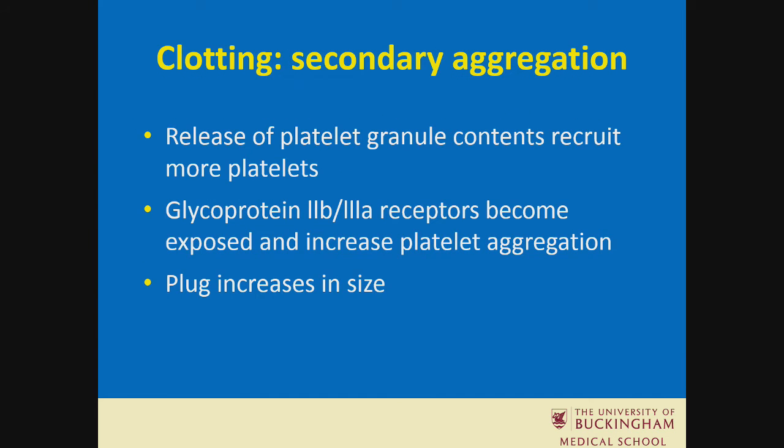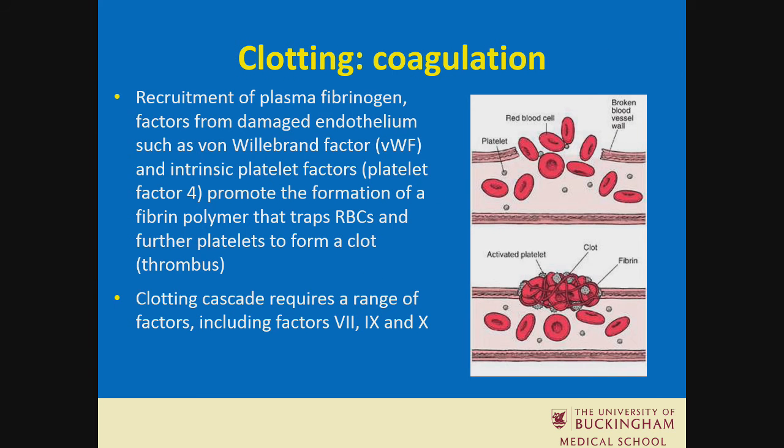But the clot has to stabilize, and this is when the cascade begins to happen. And again, I'm going to simplify this, but degranulation of the platelets recruits more platelets, and of course you have this cascade. The platelets also release ADP, and ADP provokes a conformational change which reveals other glycoproteins, particularly glycoprotein 2B and 3A. And these now make the platelets more sticky, and they encourage aggregation. So the plug increases in size.